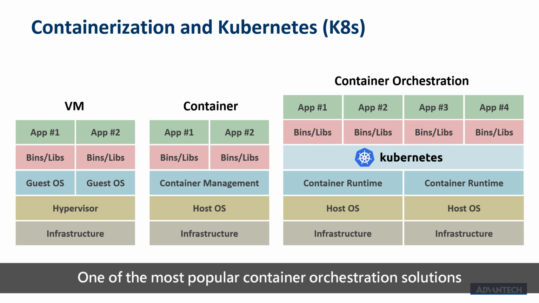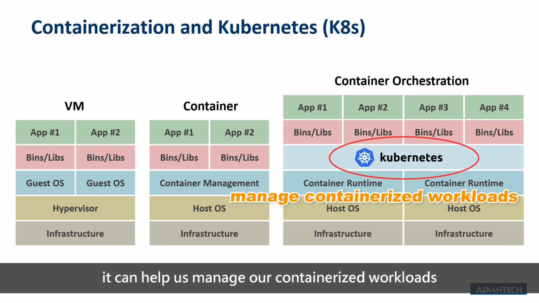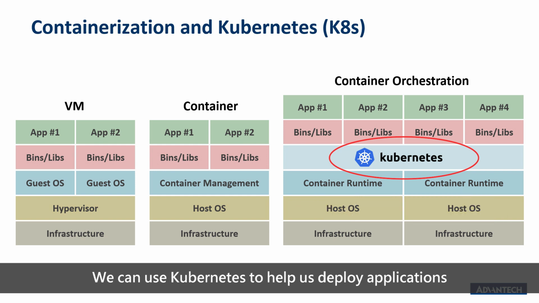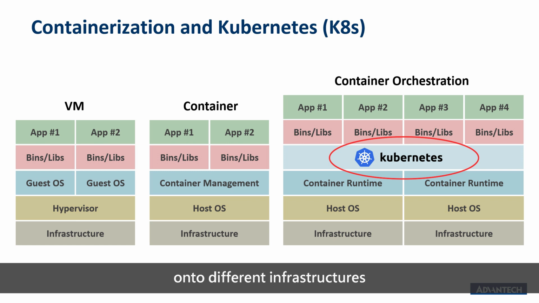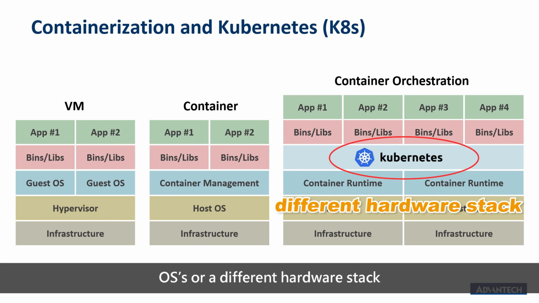And one of the most popular container orchestration solutions right now is Kubernetes. What makes Kubernetes so popular is that it can help us manage our containerized workloads among various different types of infrastructures. We can use Kubernetes to help us deploy applications onto different infrastructures, and a lot of times the infrastructure could be completely different. For example, they can have different OSs or a different hardware stack.